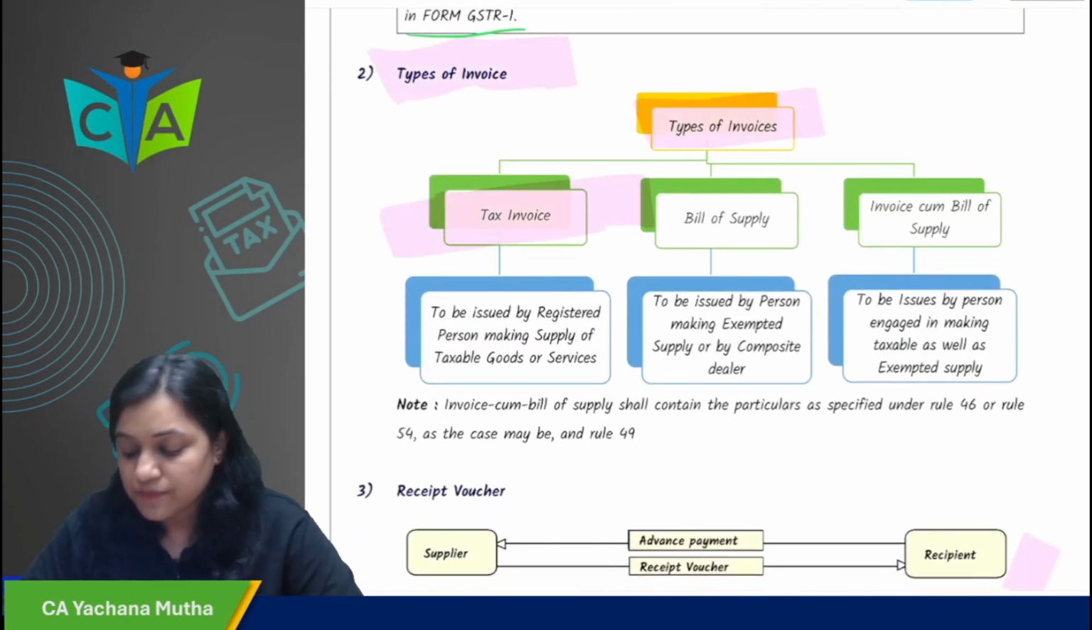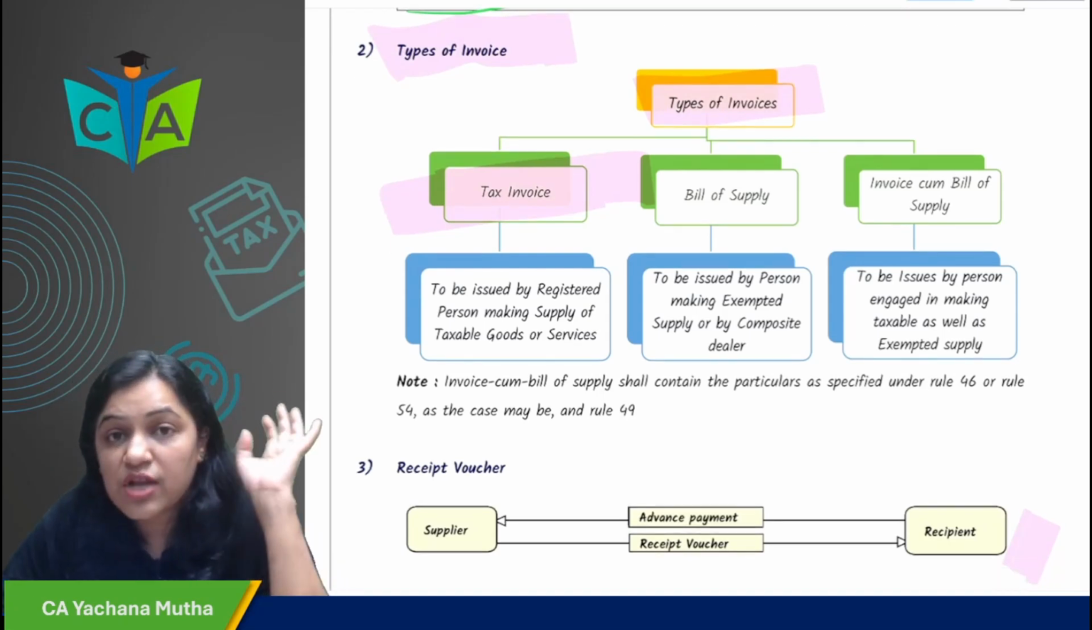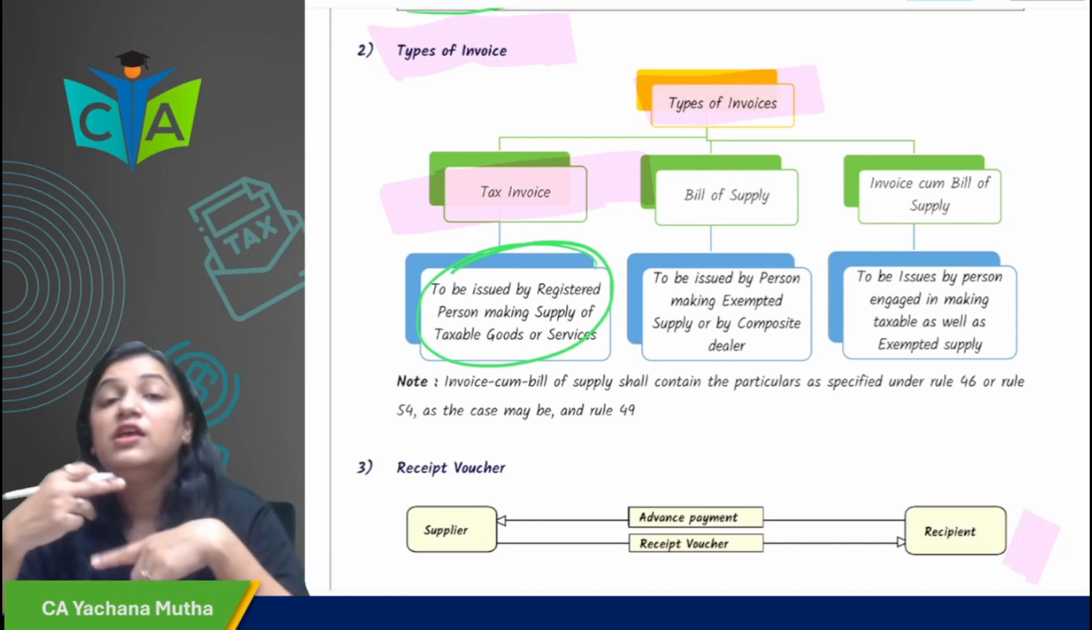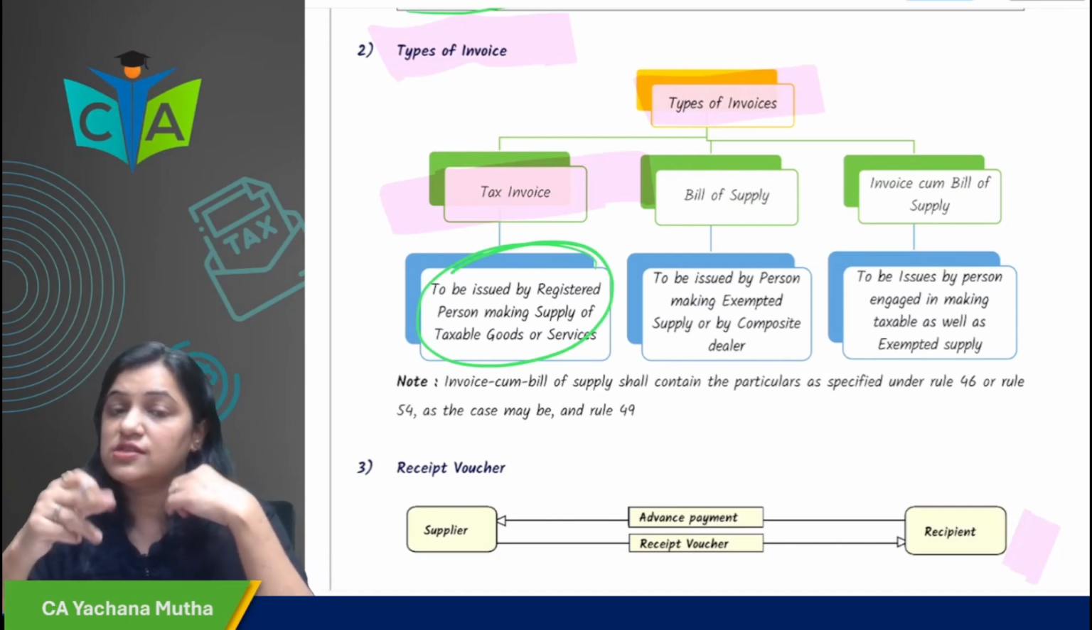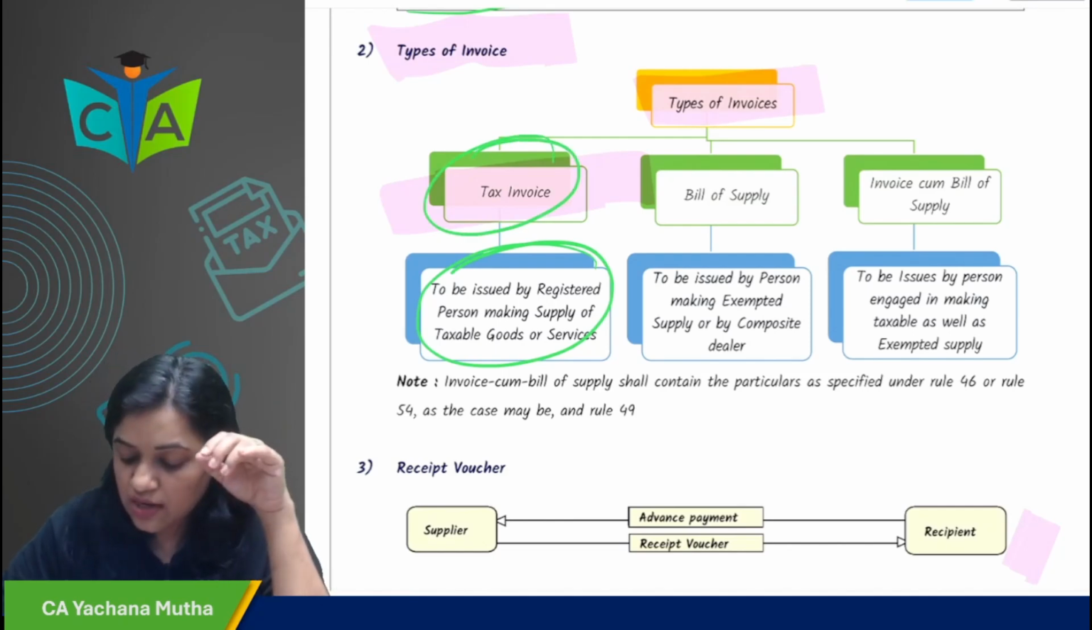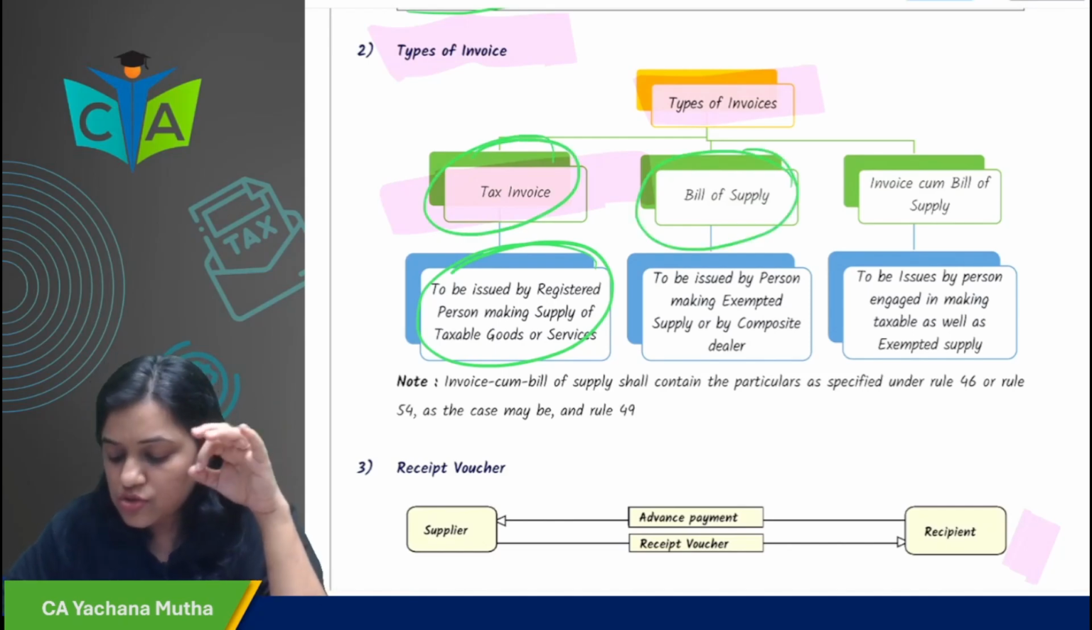Then types of invoice. First is the tax invoice. Who issues the tax invoice? A tax invoice is to be issued by the registered person who is making supply of taxable goods and services. He has to issue a tax invoice.